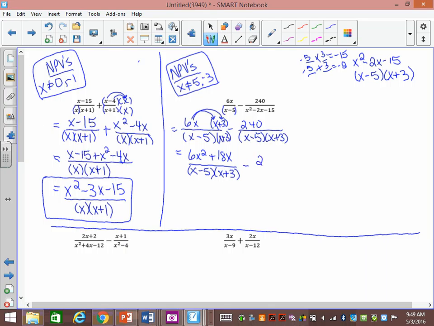Minus 240 over (x minus 5)(x plus 3). Now we can write over one denominator, (x minus 5)(x plus 3). And we have 6x squared plus 18x minus 240. In this case, we only have one term after the minus sign, so we don't have to remember to distribute it to everything else because it really only is one term.